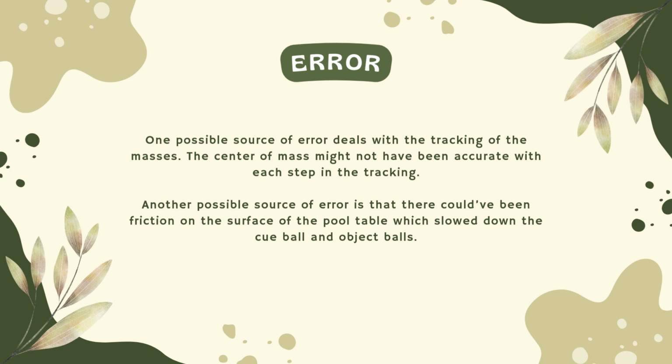One possible source of error was just tracking. I think there's always some source of error in judgment based on where you choose to put the center of mass and whether or not the center of mass is in the center of the ball. It's kind of hard to say. Another possible source is that there could be friction on the surface of the pool table because it's not just a slippery surface. There could be some roughness contributing to the slowing down of the balls on the table.